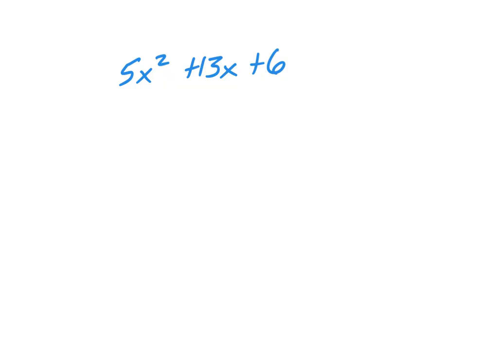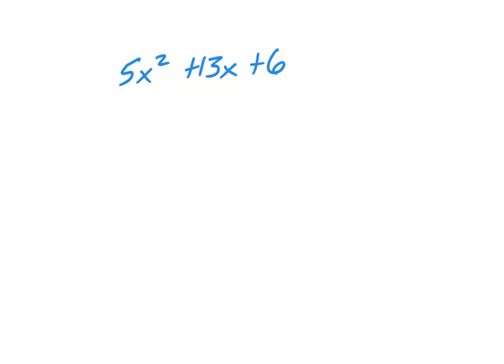No. Okay. 5 and 13 are both prime numbers, right? The only thing that goes into them is 1, but taking 1 out doesn't do any good. And they don't all have an x, so there's no x to take out. So there's no GCF.